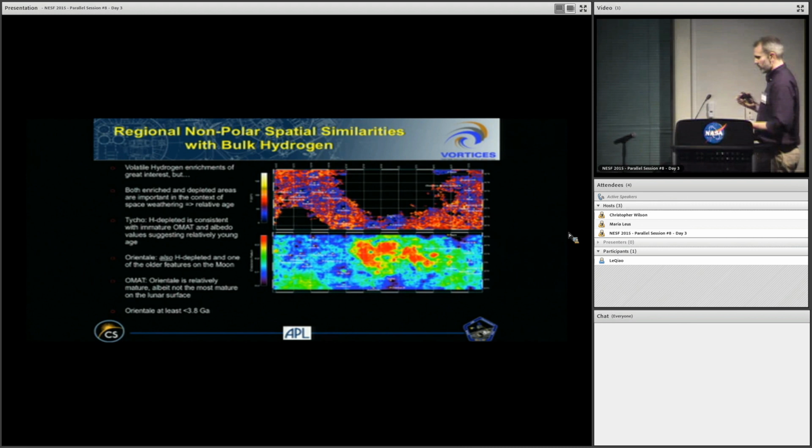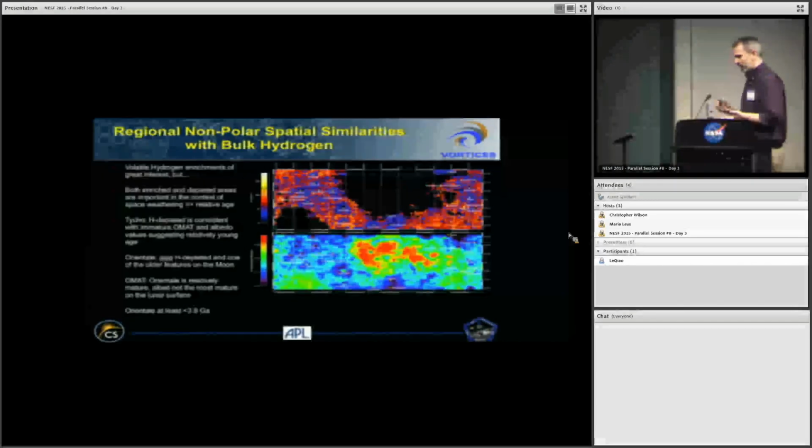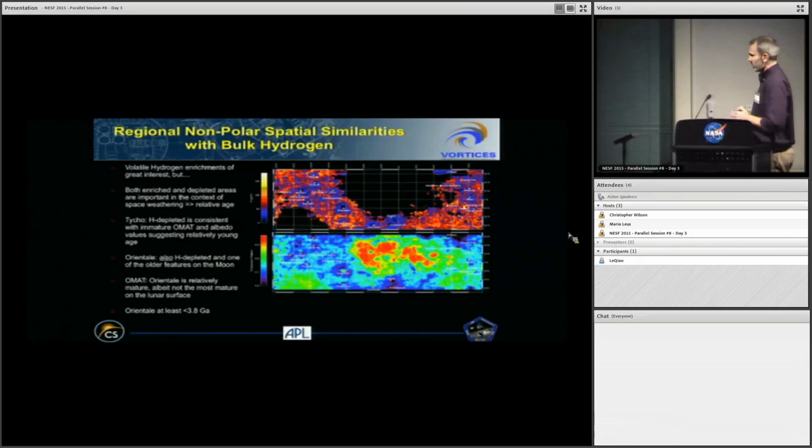So we start thinking, well, perhaps this is in a way a sampling depth effect, because at certain wavelengths you sample a little bit deeper in the regolith, say epithermals versus the thermal neutrons. And finally, what I'll get to is radar.